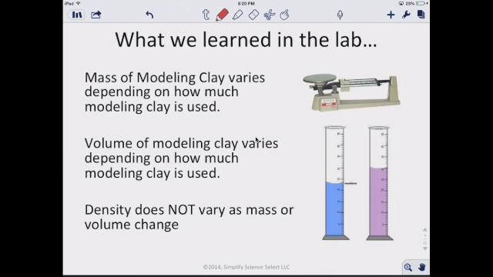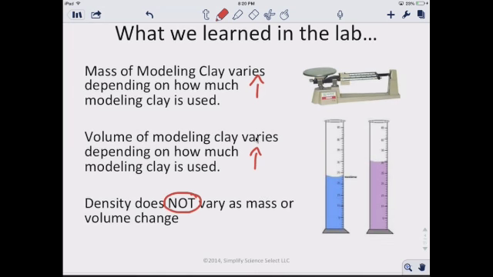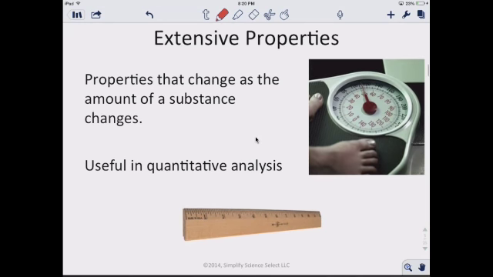But what we should have seen is the density does not vary as mass or volume change. So even though the mass went up and the volume went up, if you made something that was larger, the density should have stayed the same. This brings us to the two types of properties that we're going to talk about. Extensive properties are properties that change as the amount of a substance changes. So the more we have of something, the more extensive properties are going to change.